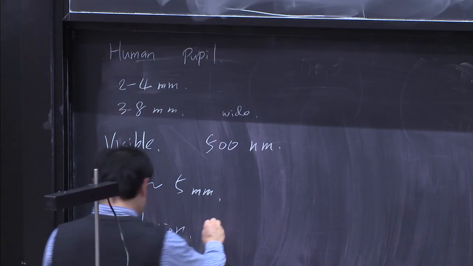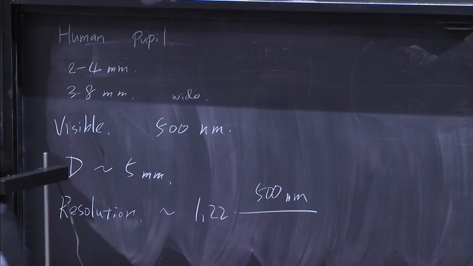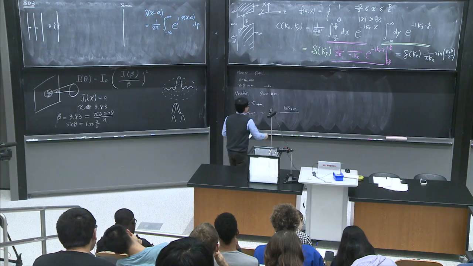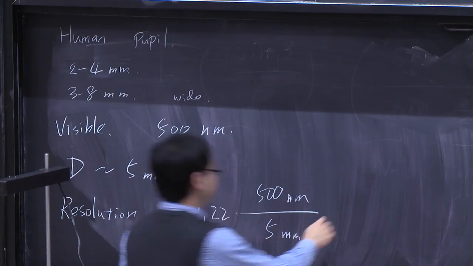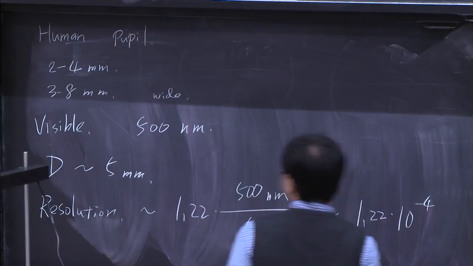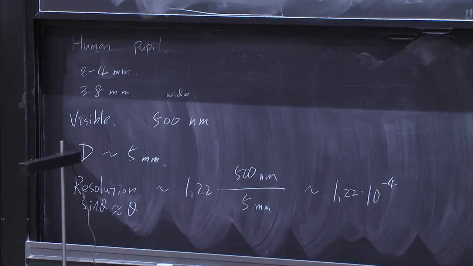So what is that? That is 1.22 times 500 nanometer divided by d, right? So divided by d, which is equal to 5 millimeter. Basically, what you are going to get is 1.22 times 10 to the minus 4. This is the resolution. Sine theta, roughly equal to theta, is equal to 1.22 times 10 to the minus 4, all right?